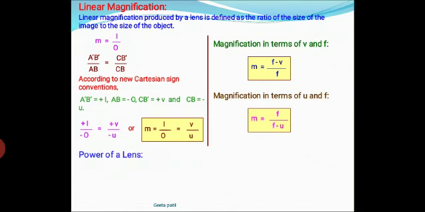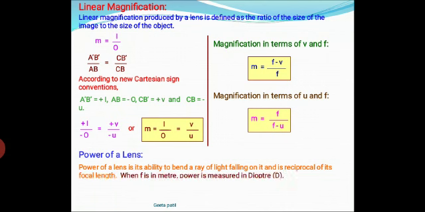Now we will study what is meant by power of lens. Power of lens is its ability to bend a ray of light falling on it and is the reciprocal of its focal length. When F is in meters, power is measured in diopters. That is, power is given by the reciprocal of its focal length. P is equal to 1 by F.